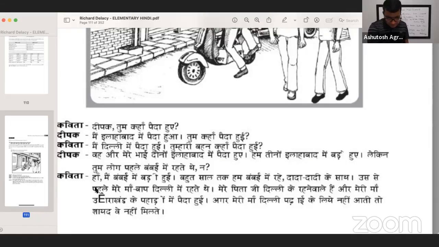उससे पहले मेरे माँ बाप दिल्ली में रहते थे. मेरे पिताजी दिल्ली के रहने वाले हैं और मेरी माँ उत्तराखंड के पहाड़ों में पैदा हुई. अगर मेरी माँ दिल्ली पढ़ाई के लिए नहीं आती तो शायद वे नहीं मिलते. Beautiful, right?